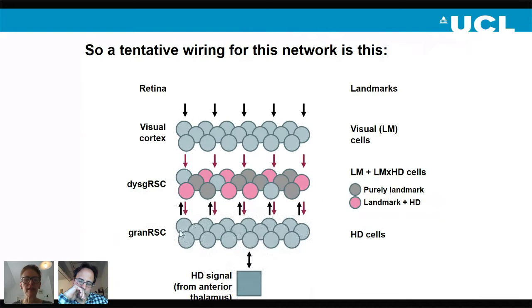So we imagine that granular retrosplenial cortex is predominantly getting information about head direction, and indeed we really only found head direction cells in this region. Visual cortex is feeding in information about landmarks. We're not quite sure what that looks like yet, but there are cells that are somehow responsive to the environmental layout. And then we've got the dysgranular retrosplenial cortex, which has a whole mixture. So it's got cells that are being predominantly driven from the granular, cells that are being predominantly driven by the landmarks, and then we've got some cells that are being influenced by both. And we think that these are the within-compartment cells.